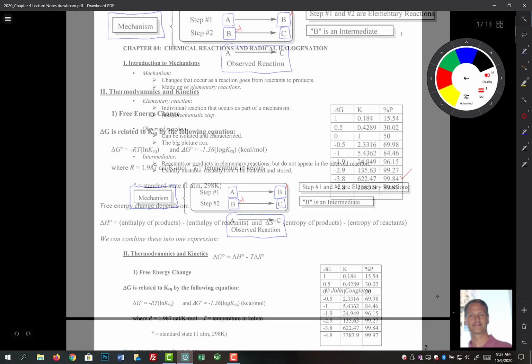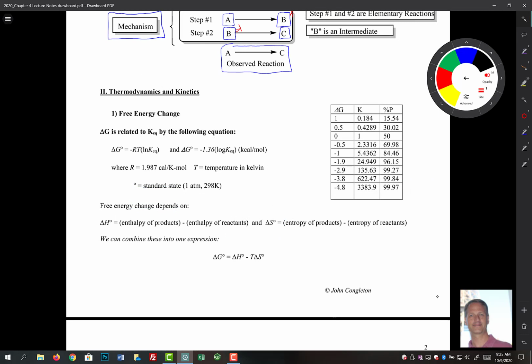Okay. Now before we get into the actual mechanism of a free radical reaction, we need to review some thermodynamics and kinetics, mostly general chemistry stuff. So some of the stuff you've seen before, and you may have forgotten it a little bit, and we might want you to think about it a little bit differently in organic. So let's talk about it.